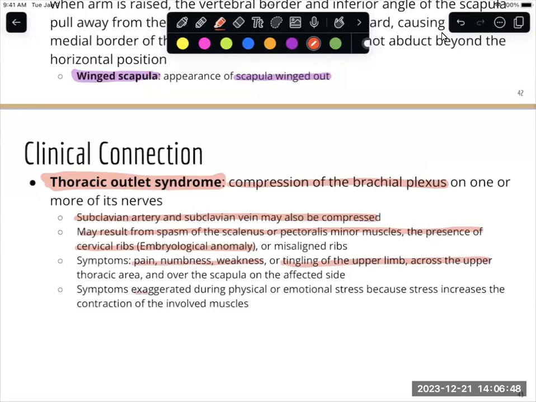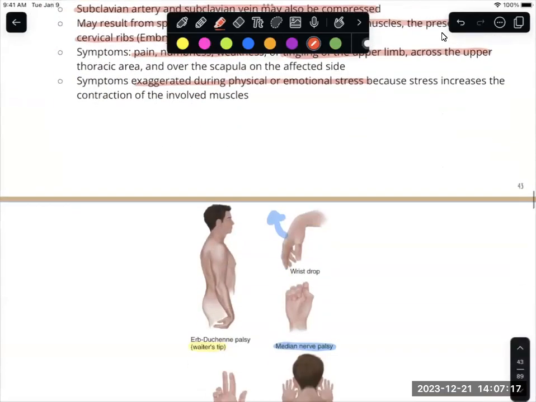It can be exaggerated during physical or emotional stress because a lot of the times what causes this thoracic outlet syndrome, besides poor posture, that's one of them, but a lot of stress. When people carry stress, it tends to bring on a lot of tension in their muscles. And by causing this excess tension in their muscles, it can compress down on nerves and cause different symptoms. Thoracic outlet syndrome is one of them.